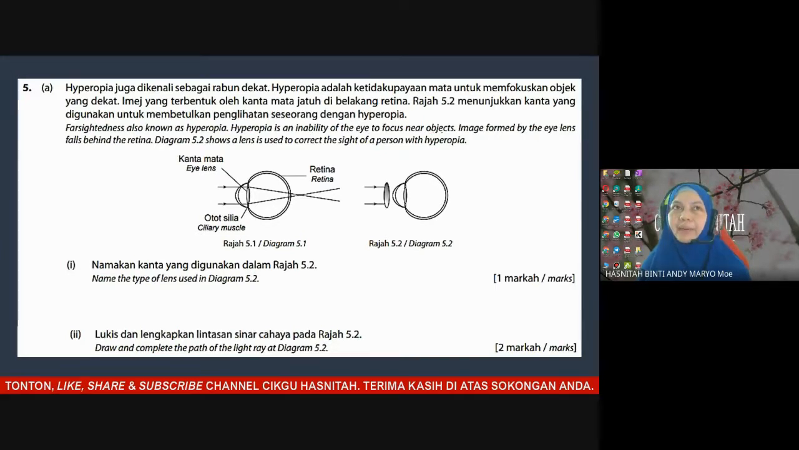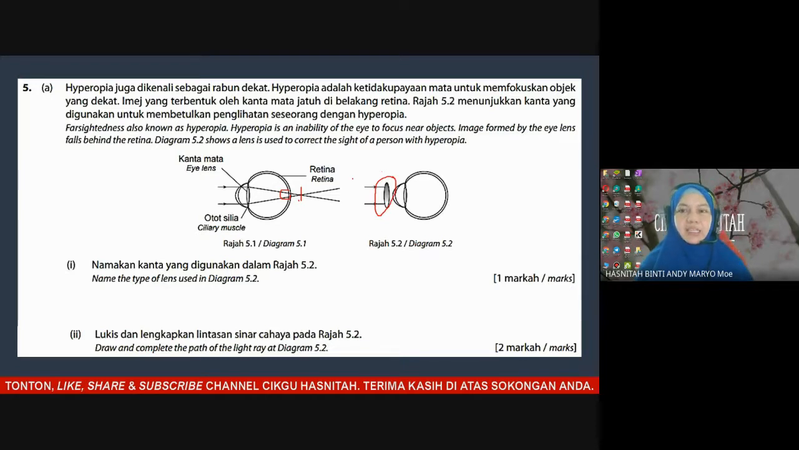Normally it happens in the elderly. Orang tua selalunya ada masalah ini. The image formed by the eye falls behind the retina. So dia punya image form here. Sepatutnya dia form di sini, at the retina, but now it is formed behind the retina. Diagram 5.2 shows a lens which is used to correct this problem. So dia kena pakai spectacles to correct this problem. First, name the type of lens used in diagram 5.2. Students, this lens, what is the type?